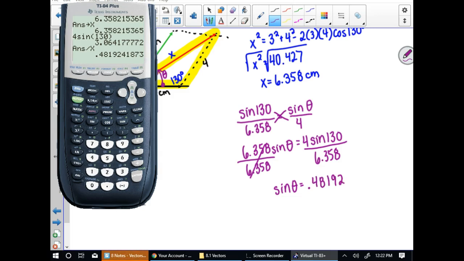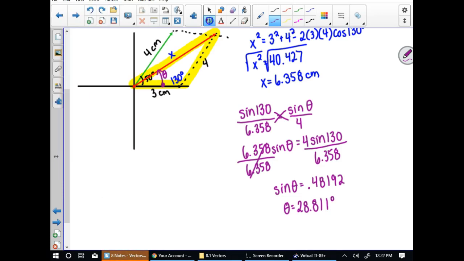So I get 0.48192. And then, what's the last step you're going to do for this? Inverse sine. So theta is going to equal inverse sine of this answer. Okay, so we get 28.811 degrees. So our magnitude is 6.358. Our direction is 28.811. The problem did not have north, south, east, or west, so you don't have to put north, south, east, or west with your answer.